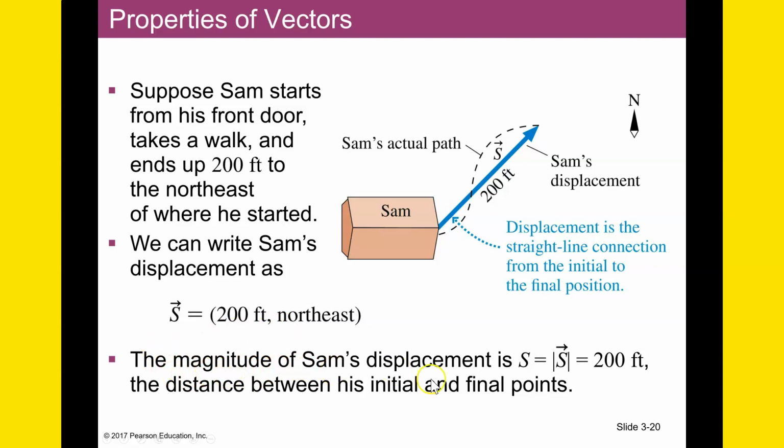The magnitude of Sam's displacement, in other words the size or the amount of his displacement, you can write as absolute value bars around that vector symbol, or you can just put the S without a vector symbol above it. That means the magnitude of the vector S, and that is 200 feet, which is the distance between his initial and final points.